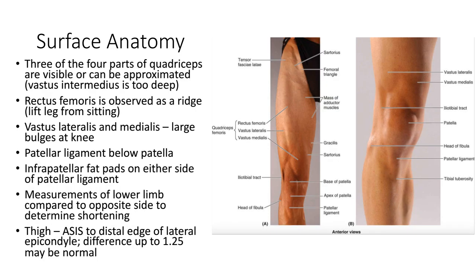There's some surface anatomy that I want you to know in the thigh. 3 of the 4 parts of the quadriceps are visible, or they can be approximated. The vastus intermedius is underneath the rectus femoris, so we can't really see that. But the rectus femoris is observed as a ridge. You can lift the leg from sitting to see it better. The vastus lateralis and the medialis are large bulges at the knee, so you find those, the vastus lateralis just lateral and superior to the knee, and the vastus medialis just medial and superior to the knee.